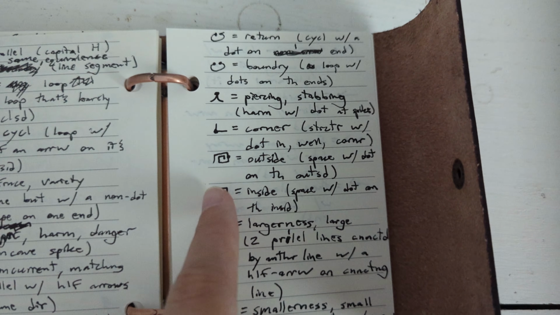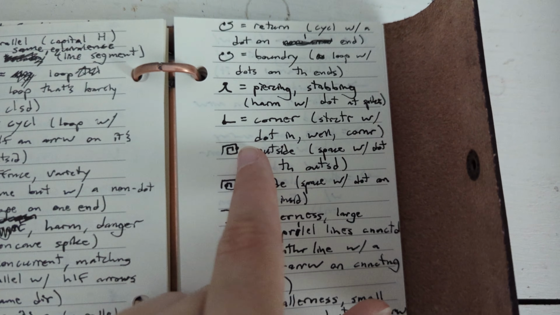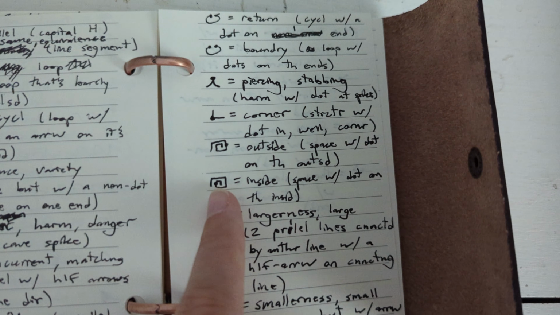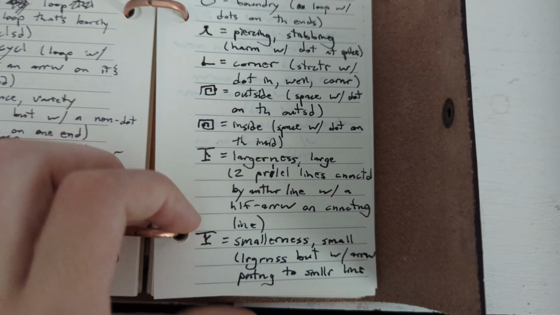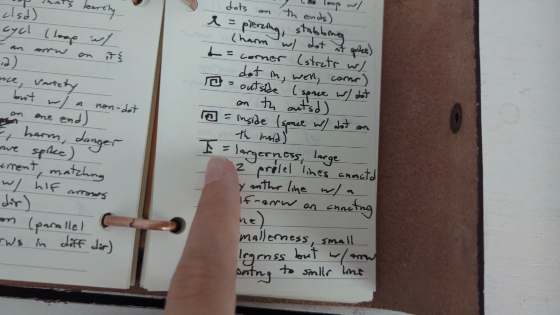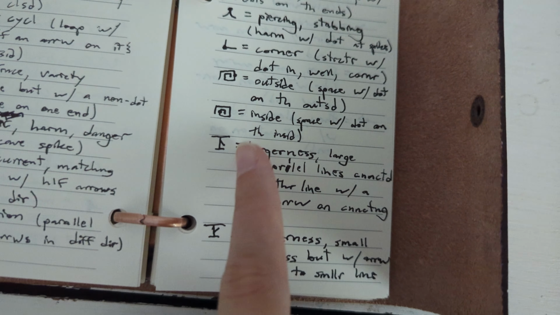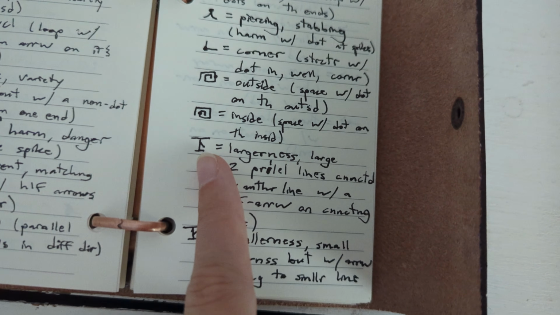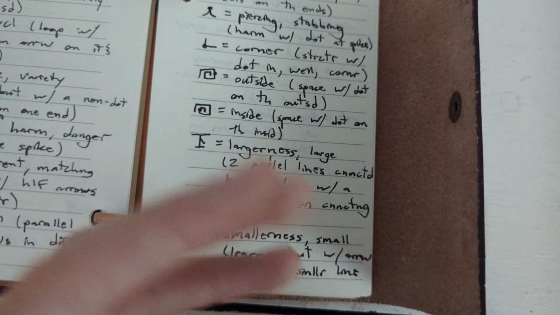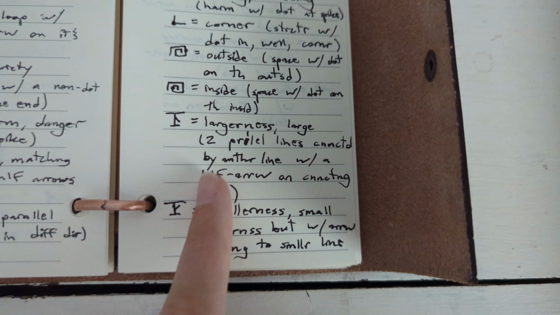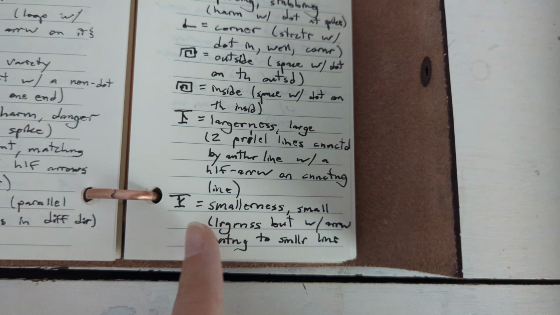Some derivations off of space. So you have outside, which is a dot on the outside of the spiral, and then inside, which is a dot on the inside of the spiral. This was a weird one to write, but I do like how I visually did this. So like largeness is, this thing is larger than that thing. So you get a sense of largerness, large, big. Smallness, smallerness is like the opposite direction.